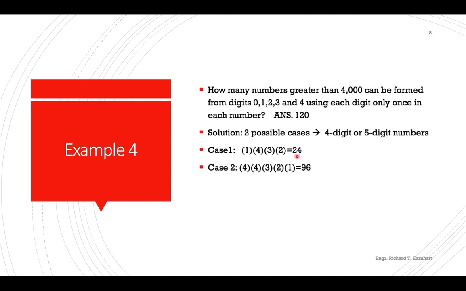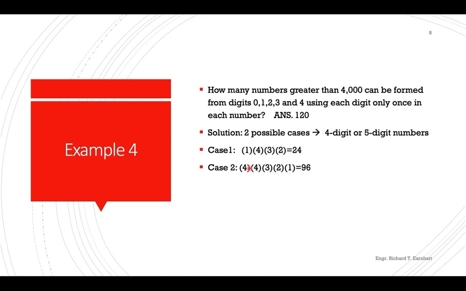And for the second case, we count those 5-digit numbers greater than 4,000. Definitely all 5-digit numbers that can be formed are greater than 4,000, and we apply the restriction that repetition is not allowed. For the first digit we have 4, plus 0 here, so 4 minus 1, then plus 1 choice, which is 0. So you get 4, minus 1, minus 1, minus 1. Multiplying, you get 96.